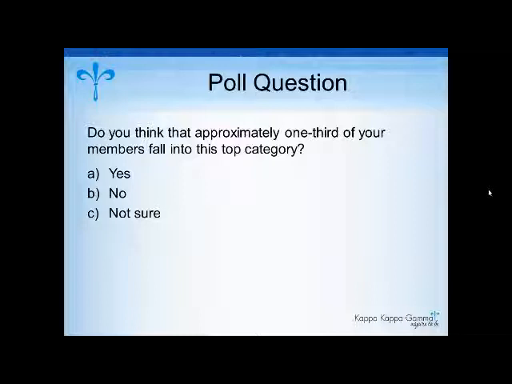Do you think that approximately 1/3 of your members fall into this top category? Your answers are either yes, no, or not sure. Please vote now.